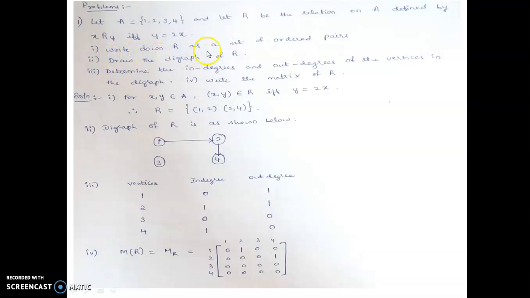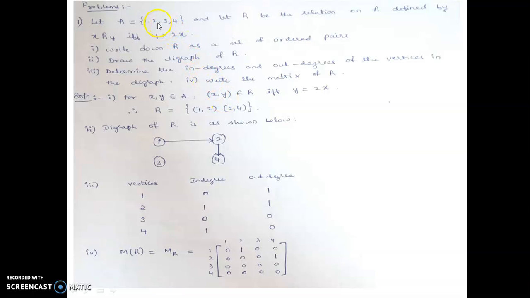Next, what are the things to be considered? First we need to write down the R, draw the diagram of R, and determine the in degrees and out degrees. When we get R, then only we can do the remaining part. See, when x is equal to 1, we get y is equal to 2. And when x is 2, our y will be 4, that is 2 into 2, y will be 4.